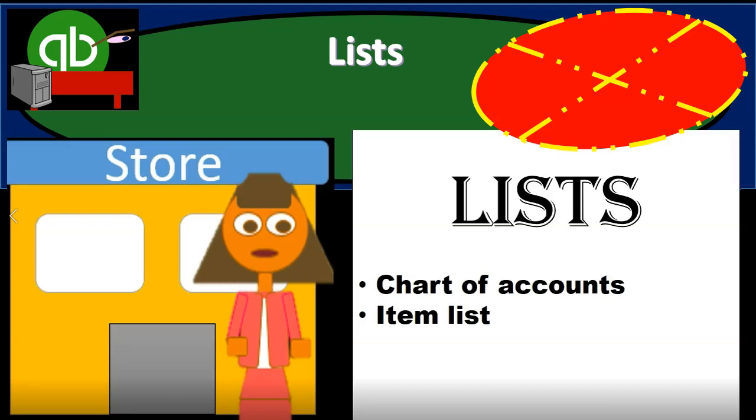In this presentation, we will take a look at lists within QuickBooks. Lists within QuickBooks is going to be a categorization of items. The major two items that will be included within lists will be the chart of accounts and the item lists. We'll take a look at this in QuickBooks Pro 2020, QuickBooks Desktop 2020.